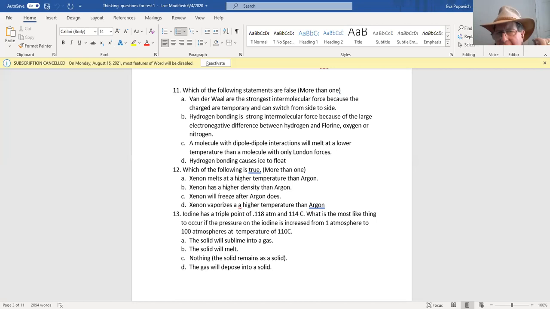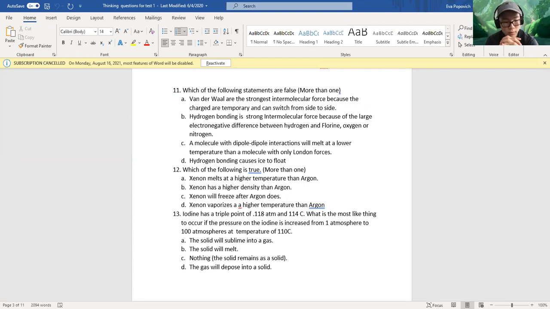But there is another false statement here. A is definitely false. Van der Waals are the weakest intermolecular force, and the reason it's the weakest is because the charges are temporary and can switch from side to side. Oh, wait, van der Waals is just another name for dispersion or London force. Yes.